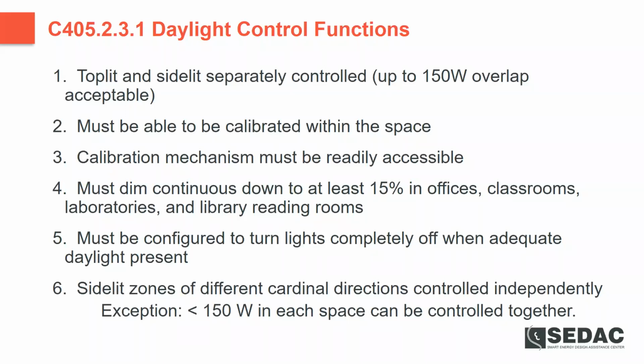In side-lit zones on different cardinal directions, so you've got a corner space, or a long wall or something like that, those side-lit zones would have to be independently controlled from each other. The exception being a small corner office where you've only got a couple of fixtures; the exception specifies less than 150 watts within the space, then you can have side-lit zones controlled together. But in an open office plan or a lobby area that's a large space, your different oriented walls would have to be controlled independently.